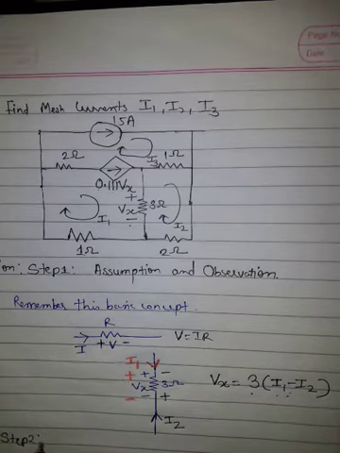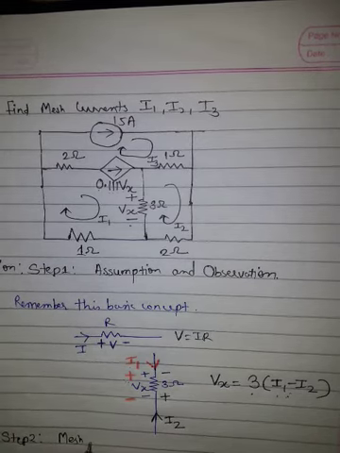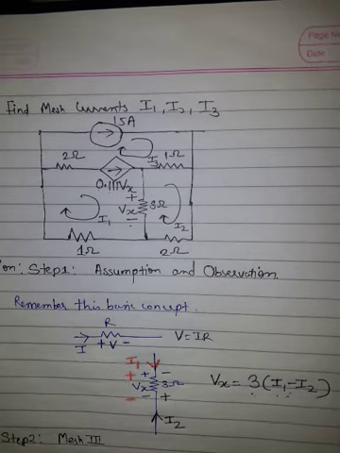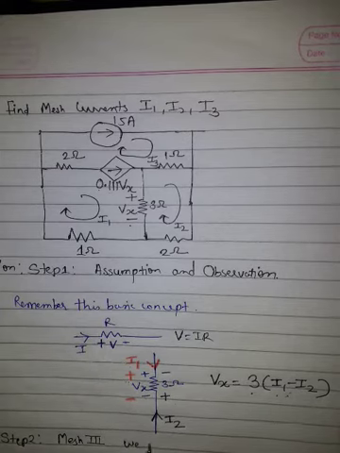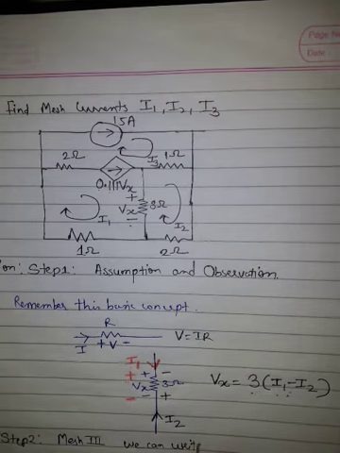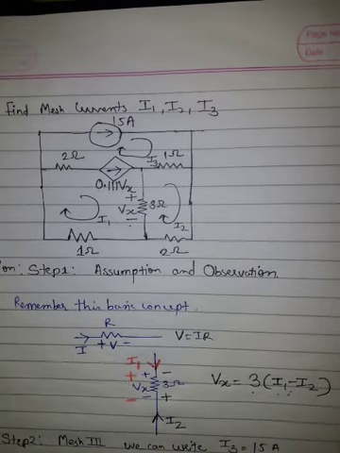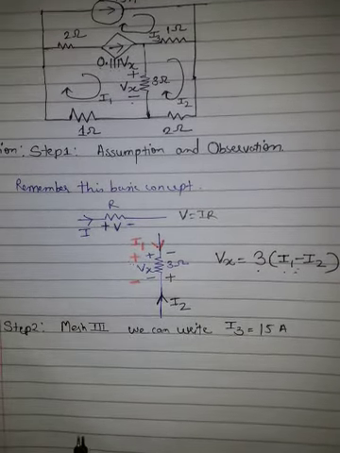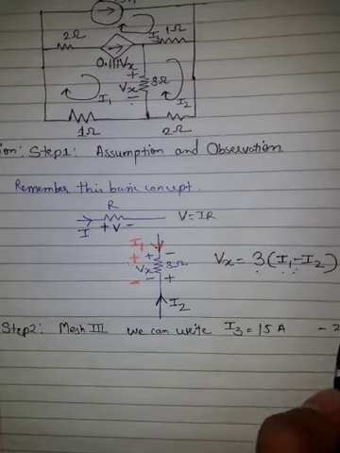Now we have to apply KVL in each mesh. Let's consider mesh 3. In mesh 3, where current I3 is flowing, we can directly say that a 15 ampere current source is there in that mesh. We can write I3 is equal to 15 ampere, which is equation number 2.